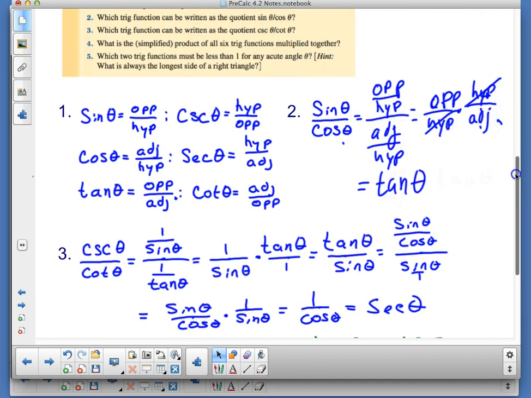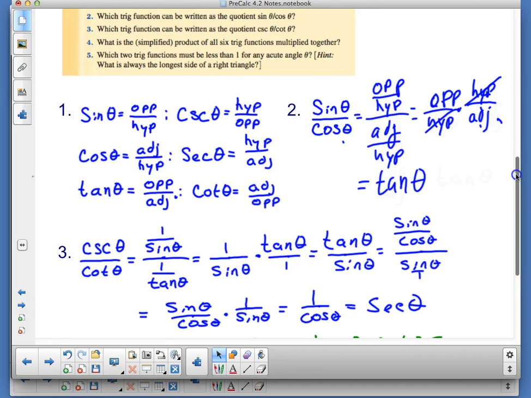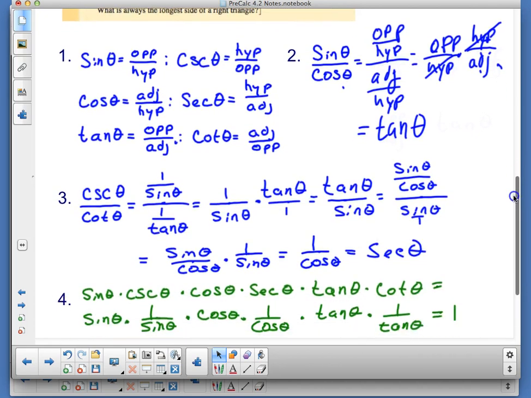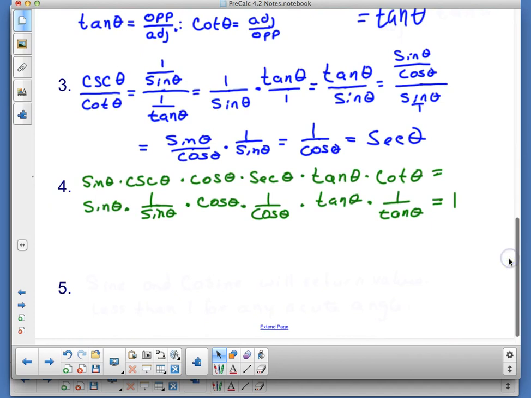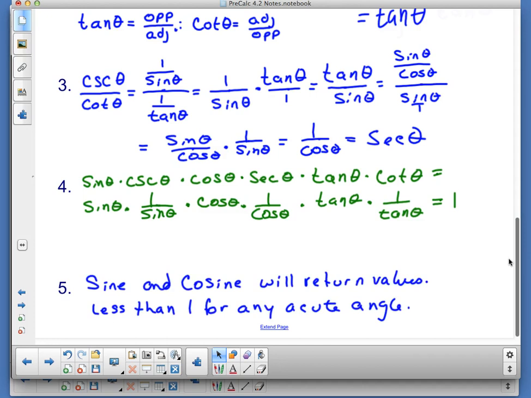Now my last question that we're going to be covering today: which two trig functions must be less than 1 for any acute angle theta? I'm not sure if you paid attention to that when we asked it in geometry as 10th graders or 9th graders, but it's sine and cosine. The biggest reason is they return values less than 1 for any acute angle. Remember, with sine and cosine, we're talking about acute angles for right now.